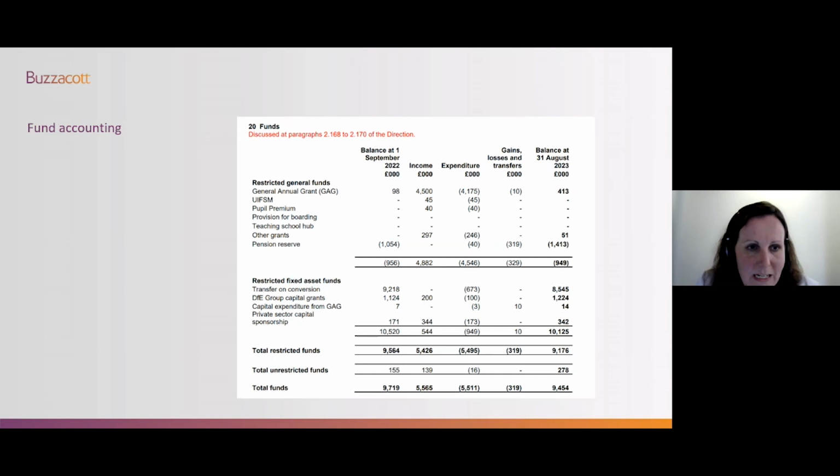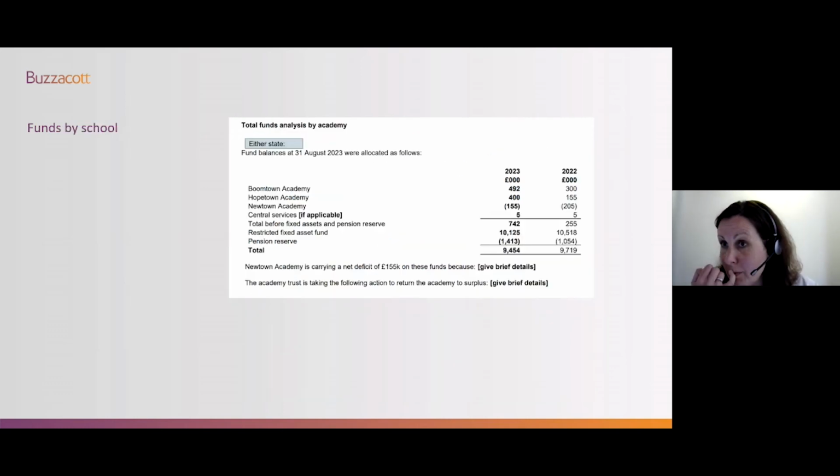And then just moving on to the next slide, this is really a reminder for multi-academy trusts of the requirement to split those funds subsequently by school. So what you have is your total funds, the 9.4 million here. You don't have to split the pension reserve by school, so that's the total pension reserve, the 1.4 million. You have your total fixed asset fund, and then your operational funds, which is the 742, you have to split between the individual schools and central office where relevant.